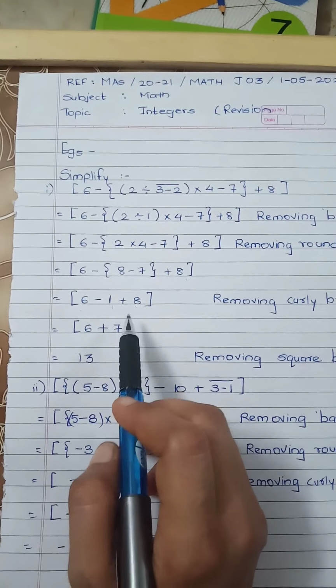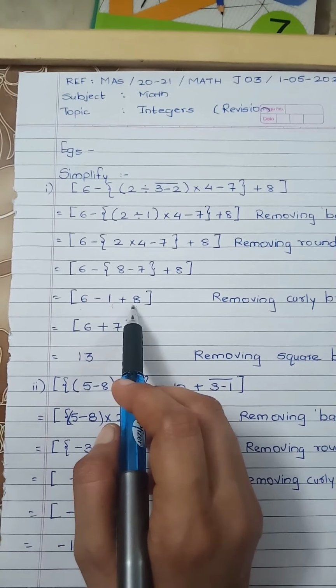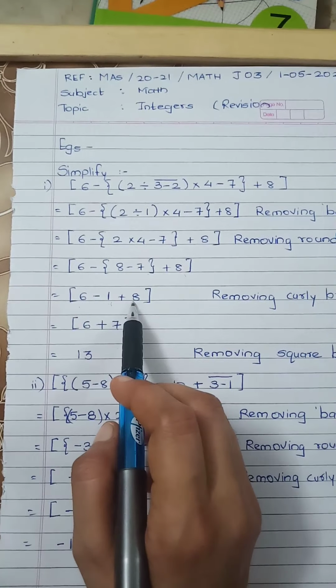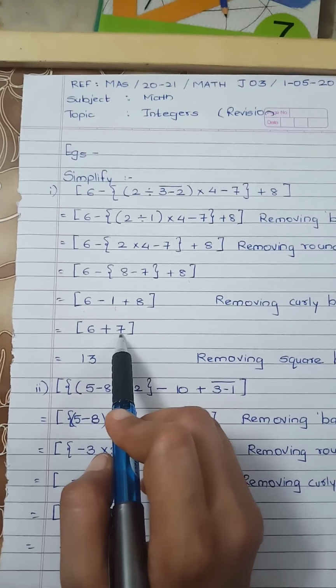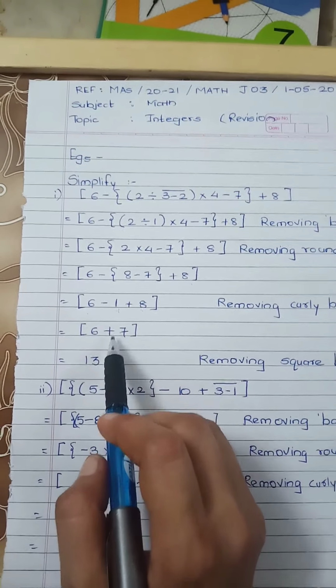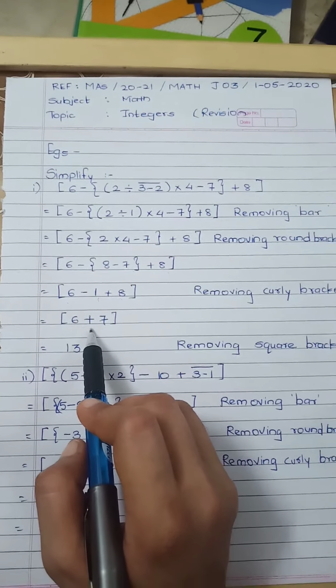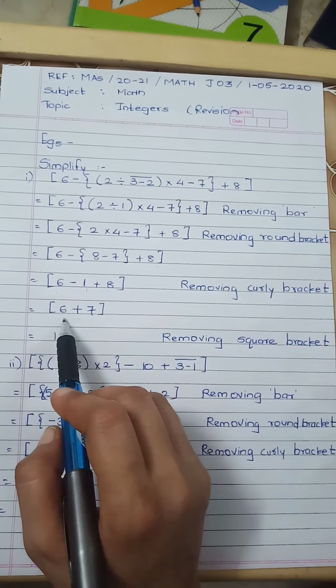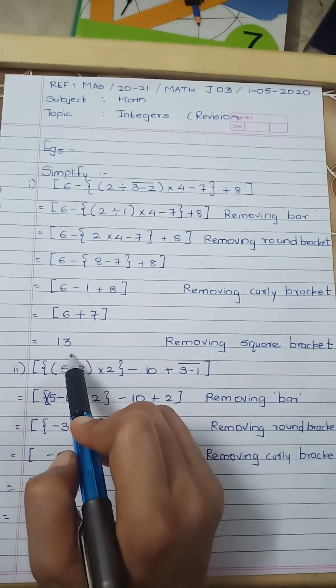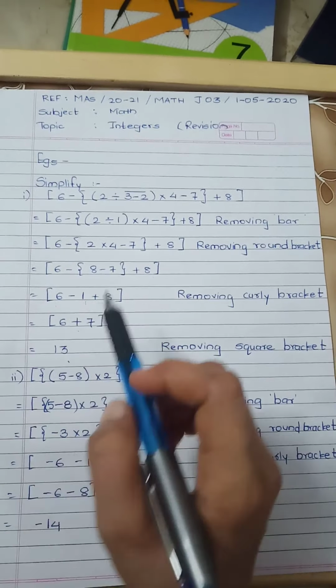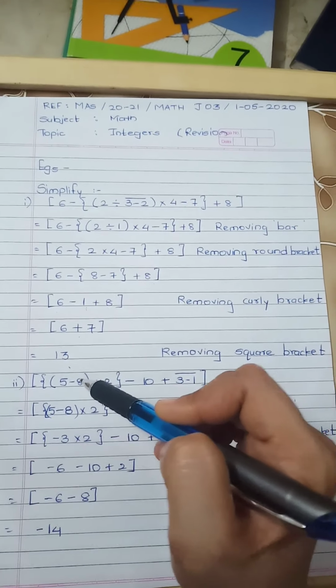Sign of the greater number, that is plus. Okay, minus 1 plus 8 will be plus and minus will be minus. So 8 minus 1 is 7 and sign of the greater number is plus. So plus. And now removing finally the square bracket, that is 6 plus 7 is 13. So this is your final answer. So this is how you're going to solve step by step.